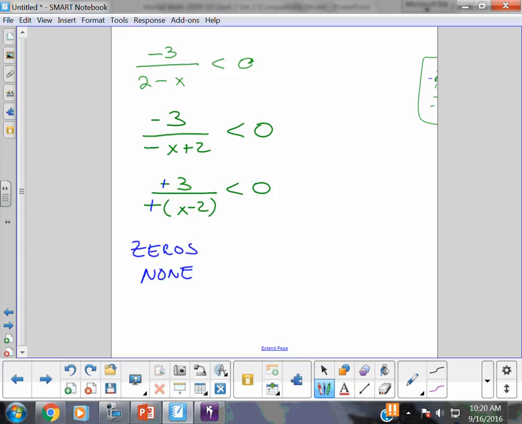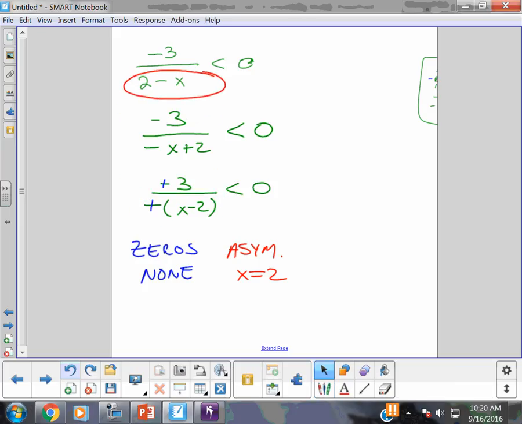Because if we look at the numerator, what makes the numerator 0? Nothing. The numerator is always 3. Then we can look at the asymptotes. I'll do that in red. What makes the denominator 0? X can't be 2. And everybody, if you go all the way back up to here even, you'd still make that same judgment on that denominator, right? It's still 2.